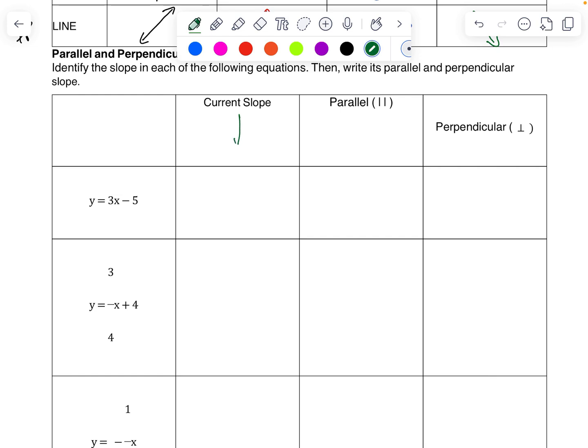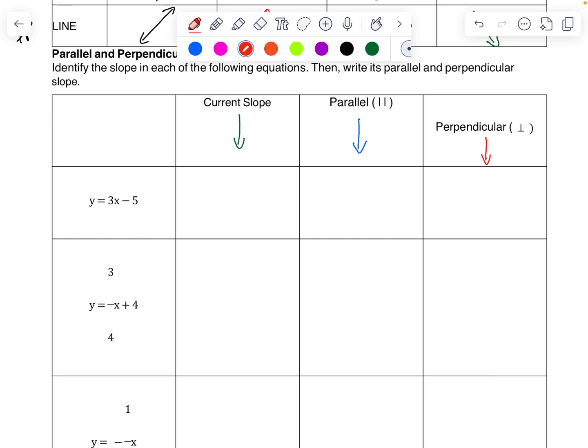So underneath this box, I want the current slope of what I have, okay? In this one, what would be a slope that would be parallel to it? Again, the exact same. And then this last box, what would a slope be in order for it to be perpendicular to the current slope? It means it needs to be opposite, positive, negative, and flipped. Okay. So remember, since I'm talking about slope, I'm only focusing on the part that has our x.